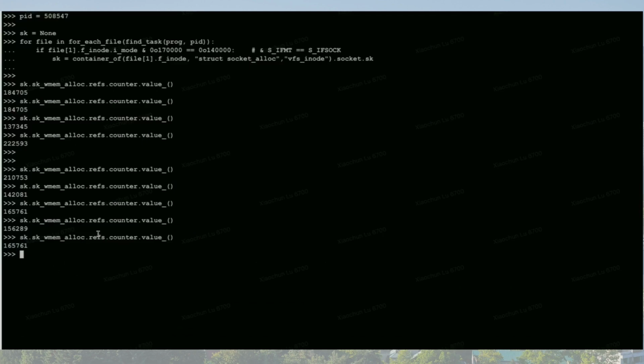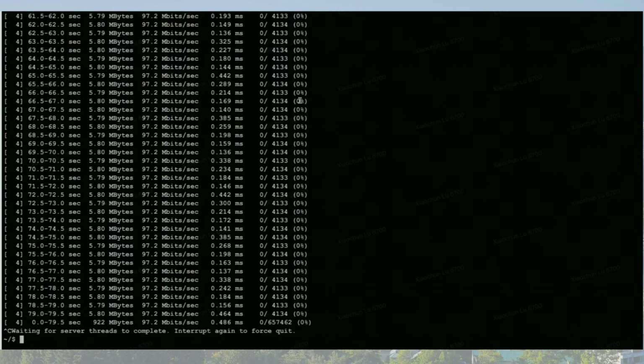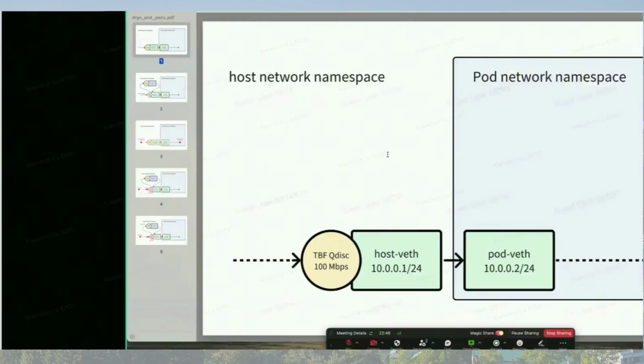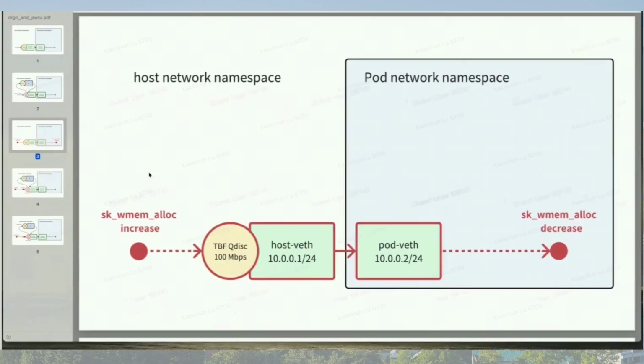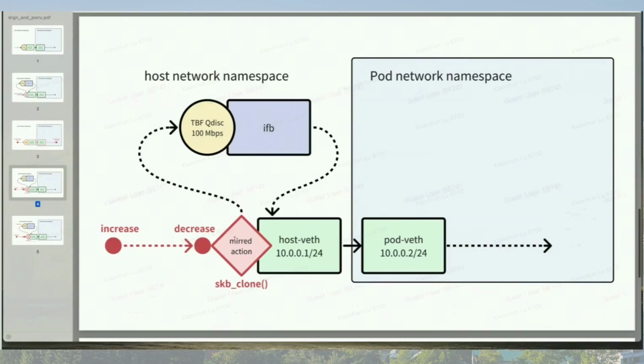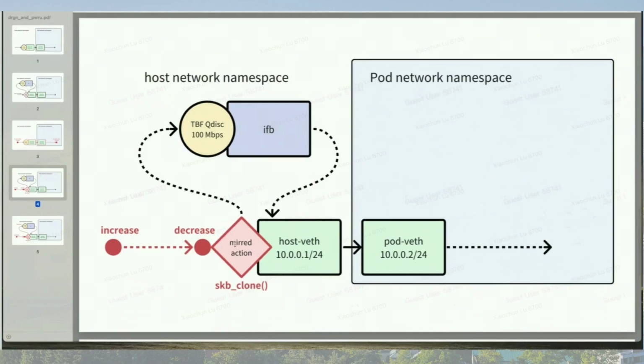So with Drgn, we can easily print out the value of this member in both scenarios. Yeah, so basically that's it. And more about why this second mirrored redirection doesn't work: it is because it clones the SKB, and it redirects a cloned SKB to the IFB device, and this increase and decrease ping-pong does not include a traffic shaper.